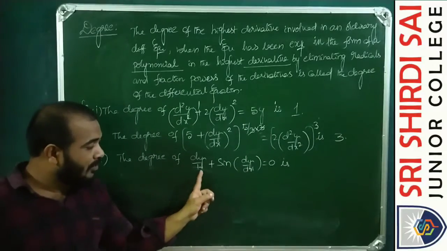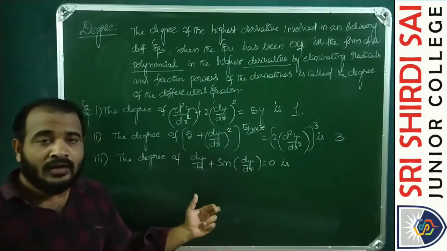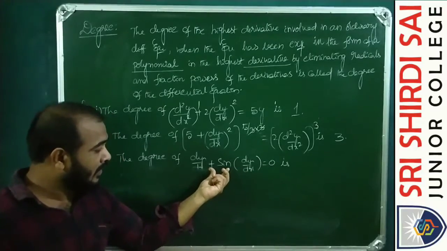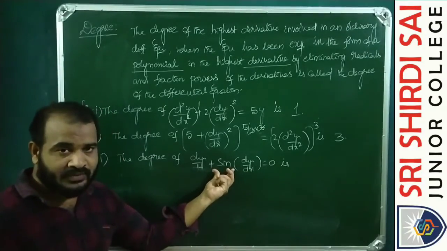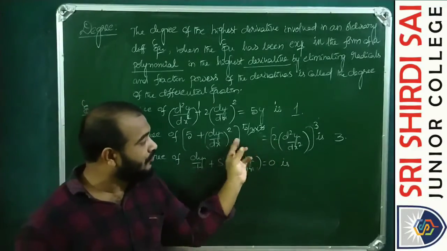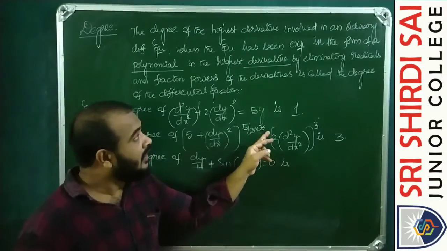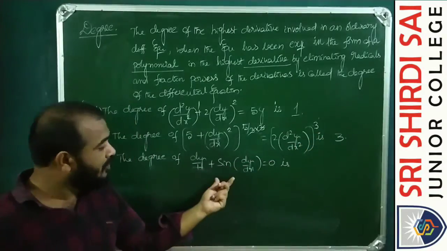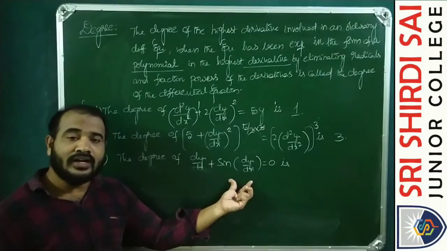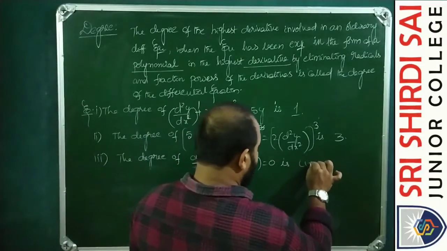Now the degree of dy by dx plus sine dy by dx equals 0. This is not a polynomial in terms of the derivative, since the derivative is inside the sine function. First of all, we cannot express it that way. With some effort we can express a fractional power as an integer, but we cannot do anything to make this into a polynomial. Therefore, its degree is undefined.